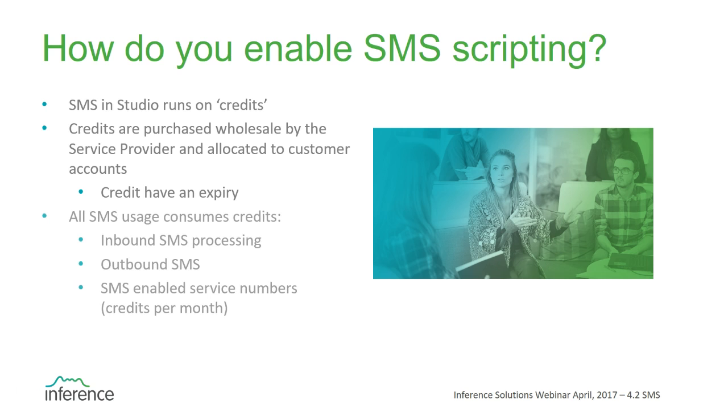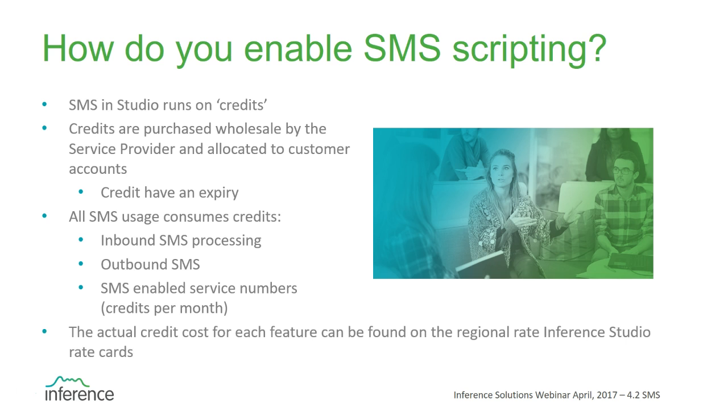So any use of SMS in the platform will basically consume and burn down this credit balance. So for example, receiving an SMS into an inbound SMS script will consume a credit, or credits, depending on where in the world you're having that SMS processed. An outbound SMS will consume credits, and having an SMS enabled number sitting in an account will consume credits as well, and it will just deduct credits per month while you have that number active in the actual studio interface.